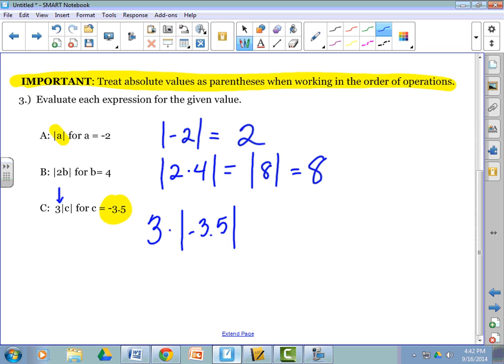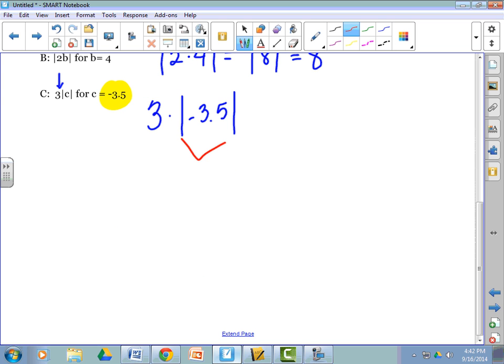Well, like I said before, you need to do the parentheses or the grouping symbols, which would be here. We need to do this first in the process. Let me move that down. So we would first take the absolute value of -3.5, which, regardless of whether it's an integer or a decimal or a fraction, we treat the same way. So the absolute value of -3.5 is still +3.5. Then we would take 3 times 3.5 and get a product of 10.5.